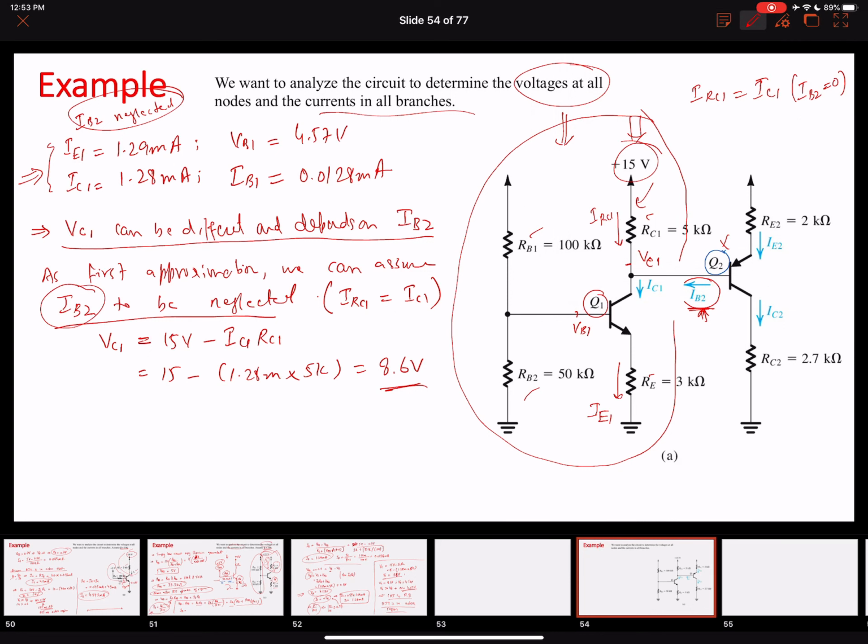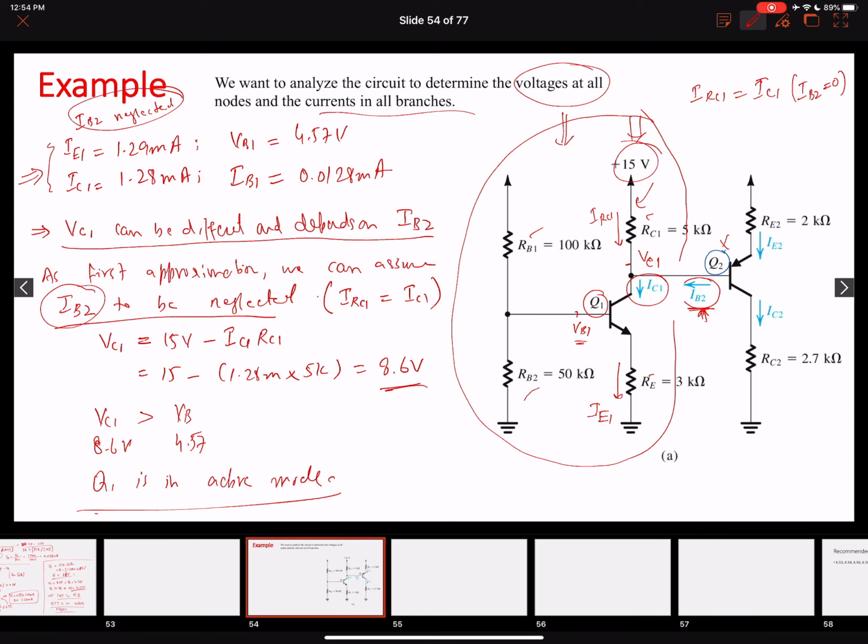So this is VC1. This current and IRC1 are the same, neglecting IB2. So we ended up finding the value of VC1. Again, we can see that our VC1, which is 8.6 volts, is greater than VB1, which is 4.57, right? So our Q1 transistor is in active mode of operation. All right, so this is good.